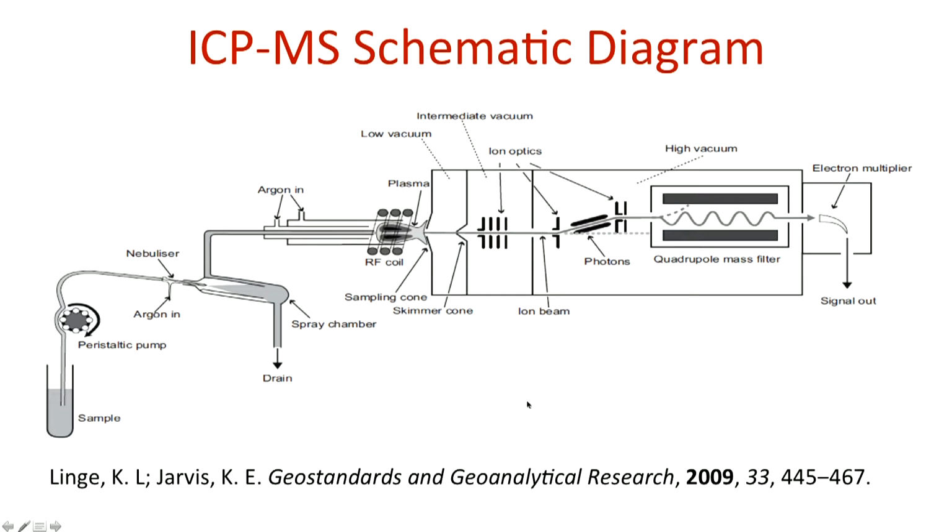In summary, this is the schematic diagram of the ICPMS and how it works. So you have your sample that, with the use of a peristaltic pump, is brought to a nebulizer. In the nebulizer, argon gas also goes in such that it helps to create a very fine mist of aerosols, and these small aerosols go into the plasma region.